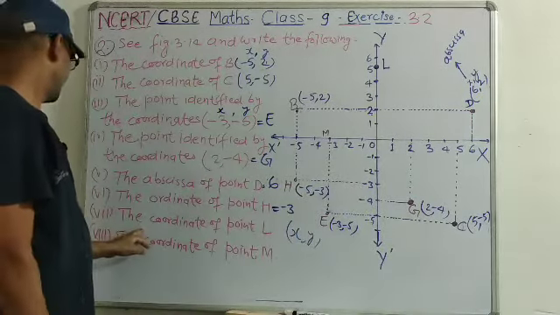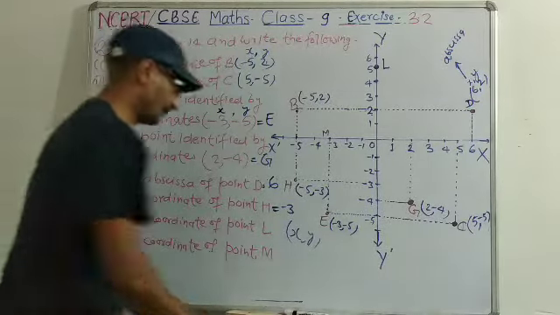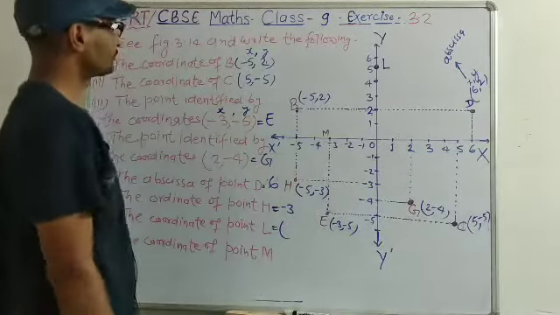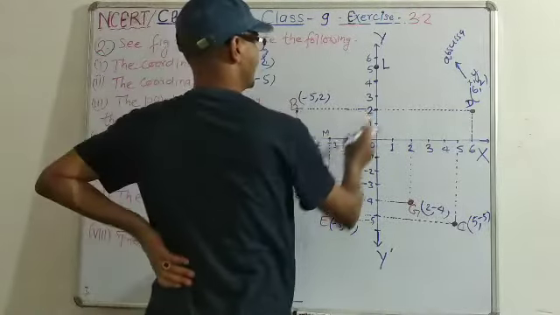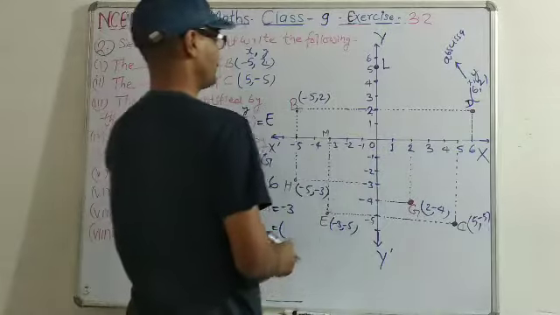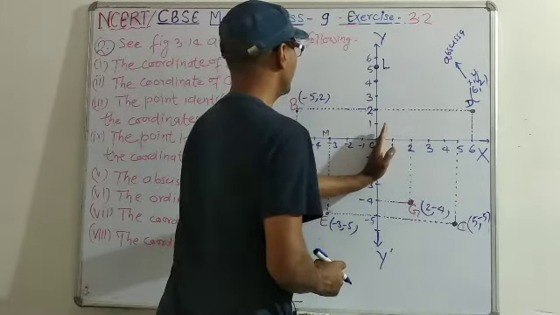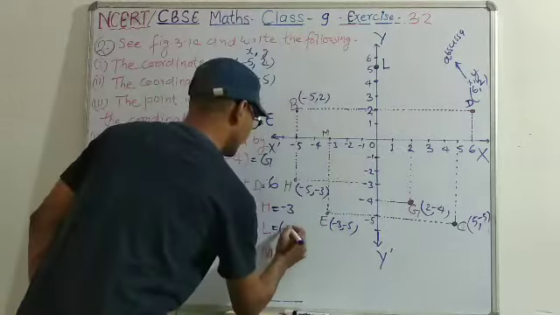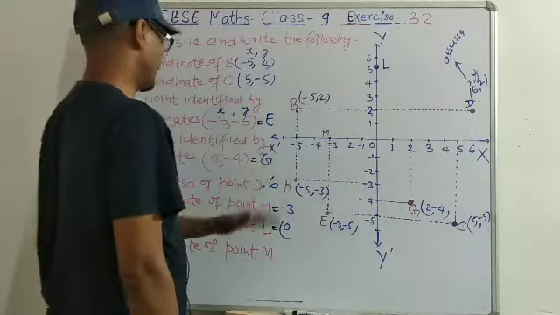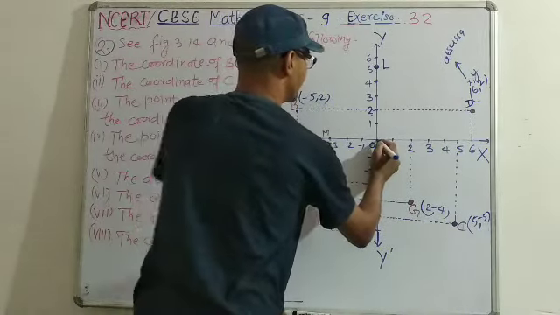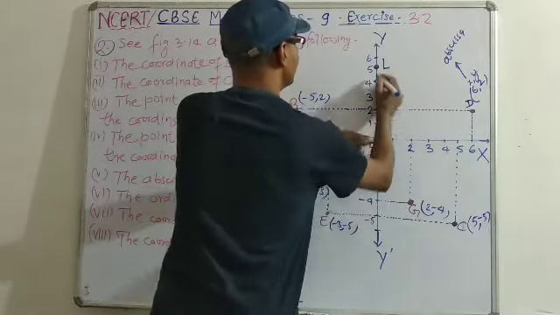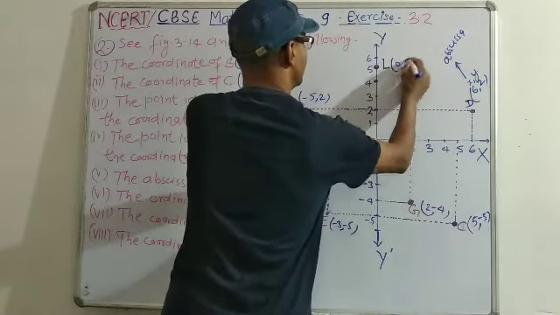Number 7. The coordinate of point L. Point L. See where is the L? On the x-axis, it is only on the y-axis. There is no x. That means it is 0. Where a point has nothing on an axis, we have to write 0. That means on x it is 0, because it is on the origin line. So x is 0 and y is 5. That means it is 0, 5.